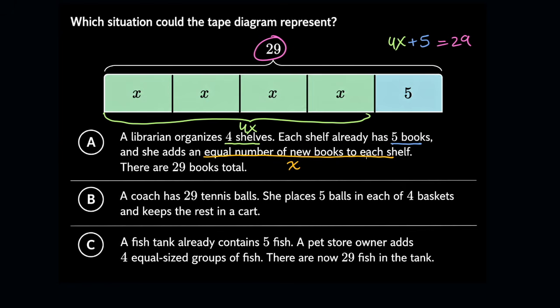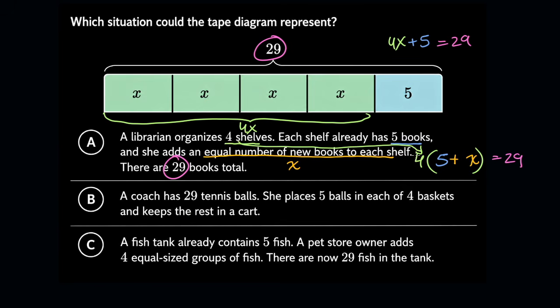On each shelf in this scenario, it has 5, and then we add x. So this is per shelf. You have 5 plus x per shelf. And then we have 4 of these shelves. This 4x isn't referring to these 4 shelves. That was what I did before. For these 4 shelves, I would multiply how many I have in each shelf, which is 5 plus x, times 4. And then they told us that I have 29 books in total. Now, are these equivalent equations?